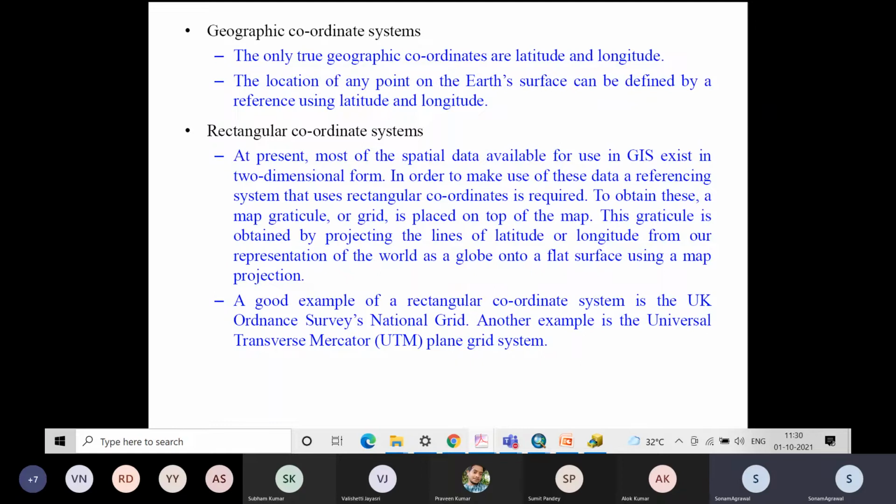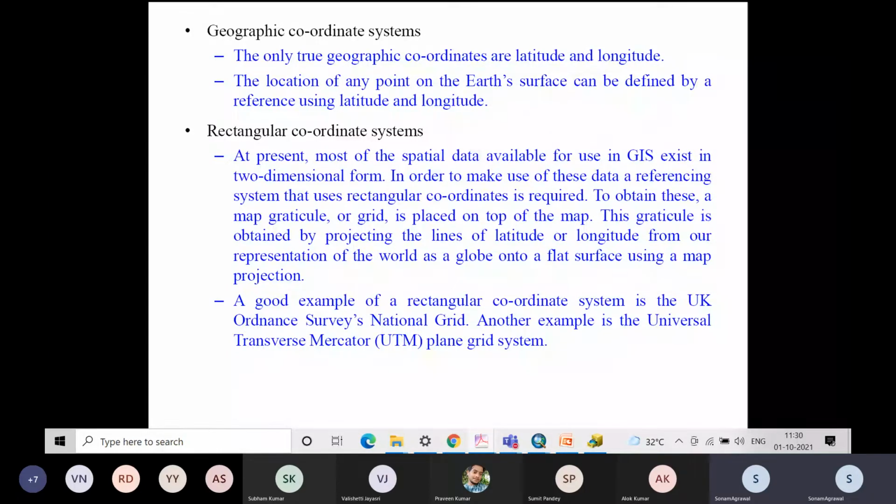Okay. Can anyone of you tell which one will give the latitude? X will give longitude and Y will give latitude. All of you remember this thing: X is given by longitude, Y is given by latitude.